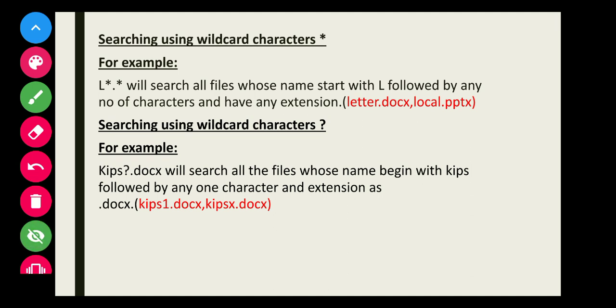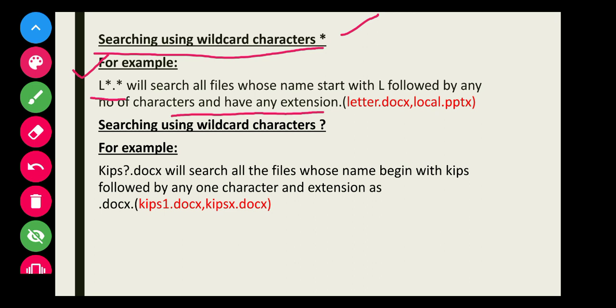The very first one is searching using the wildcard character asterisk, or you can say star. Now we have taken one example here. It is written L star dot star. So what will it do? It will search all the files whose names start with L followed by any number of characters. If you put a star or asterisk mark, it means any number of characters, and any extension.